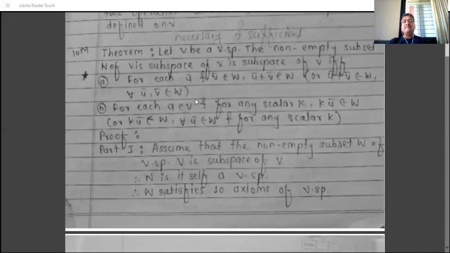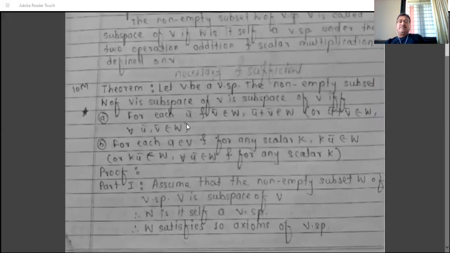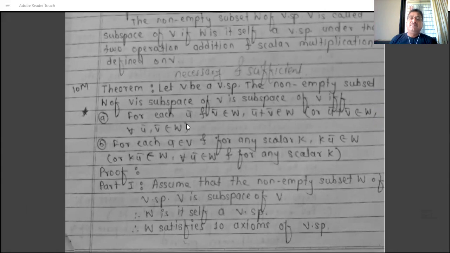Obviously these properties are true for W because W satisfies the 10 axioms, and these two are 2 axioms out of that 10 axioms, and so these are satisfied for W. Now this is part number one.